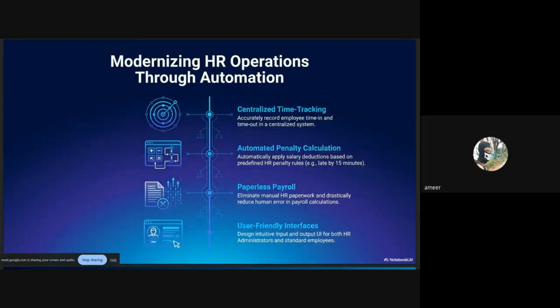To better understand the boundaries of what we are designing, I will now hand the floor to Ari to explain the system scope. Okay, thank you, Ame.